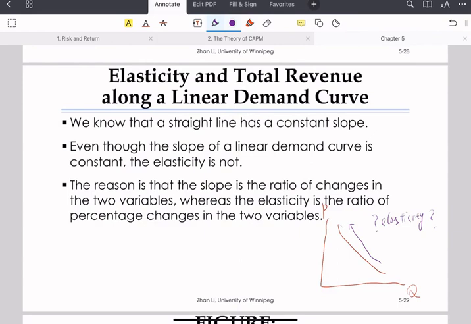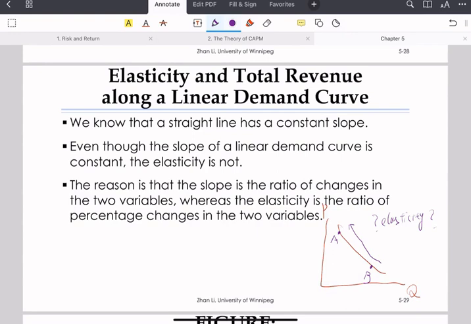The first thing is, we know that a straight line has a constant slope, right? Basically, it means that the slope at point A equals the slope at point B. But now I want to ask you, will we have the same elasticities at point A and point B? Well, the answer is no, right? Even if points A and B have the same slope, they will have different elasticities.